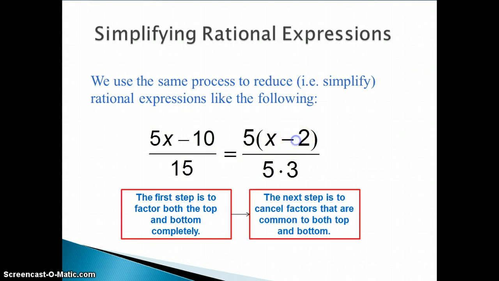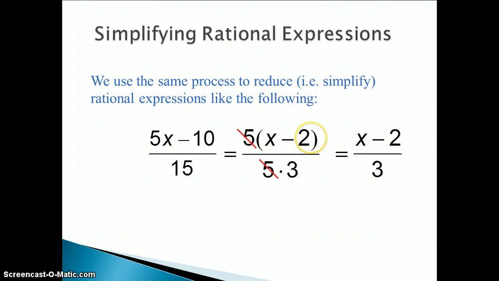And notice that now we can see a common factor of 5 on both the top and the bottom. Notice that the 5 is separated by multiplication between it and everything else on the top and the same thing for the bottom, and that's why those 5's can cancel. And now all we have left is x minus 2 on the top and a 3 on the bottom. So this rational expression has been simplified.